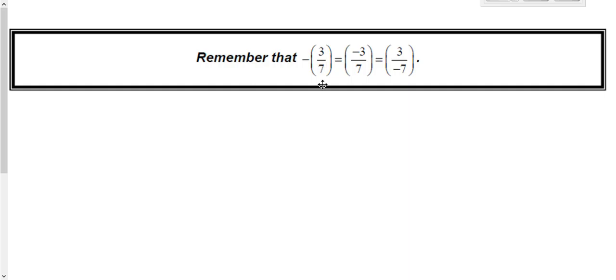Now this is just stating that when you have a negative fraction, the negative is out in front, and you can associate it with the top or the bottom. These are all equal. Negative 3/7 means either negative 3 divided by 7 or 3 divided by negative 7. You'll see how that works in the next problems.